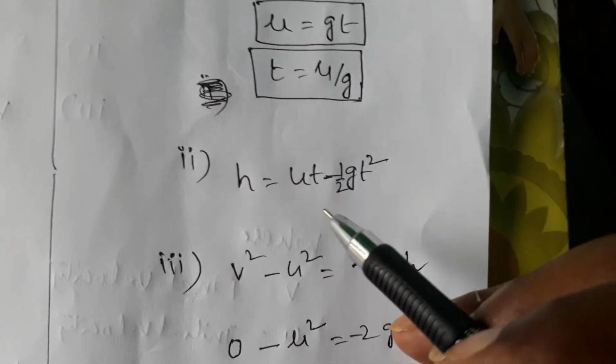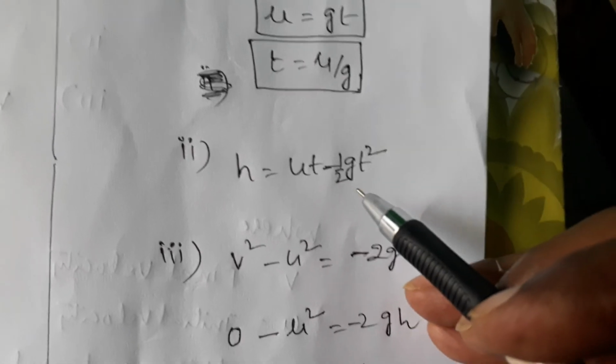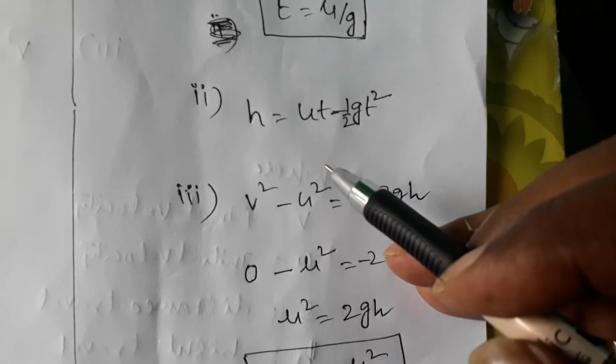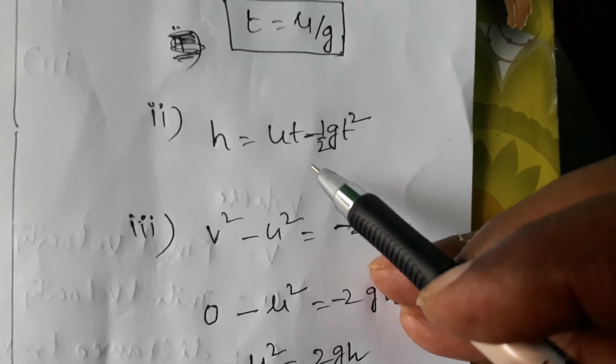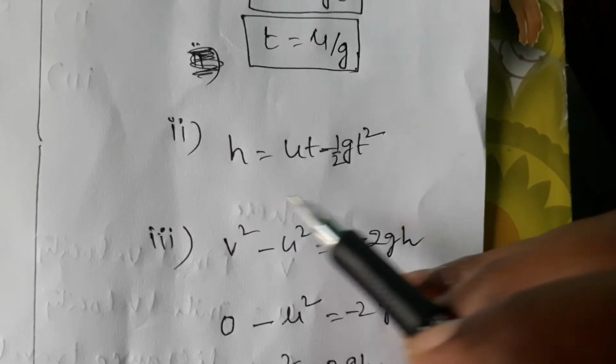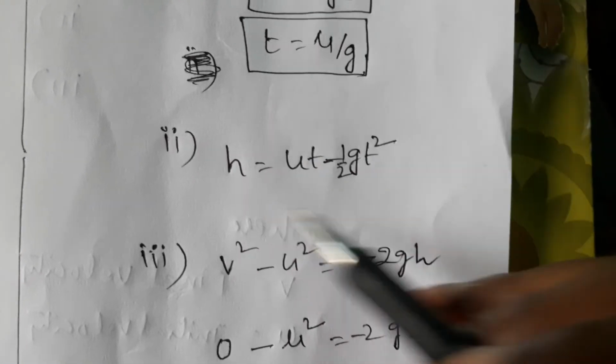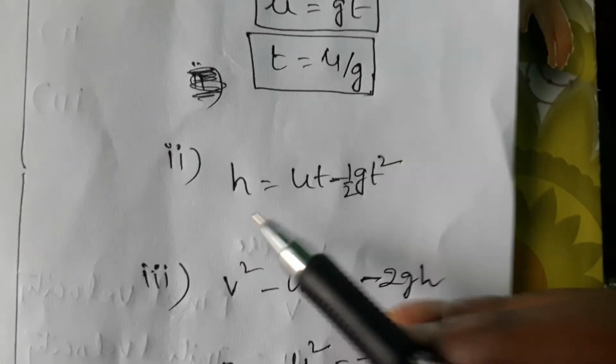And the second equation, h is equal to ut plus half gt square. Here g is minus, so h is equal to ut minus half gt square. We can find out height by using this formula. Here v is not there, so as it is you have to apply this formula and find h.